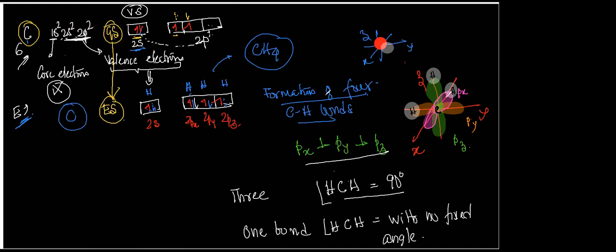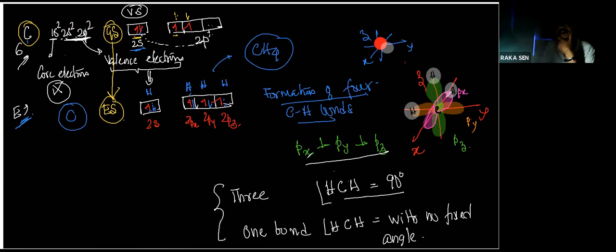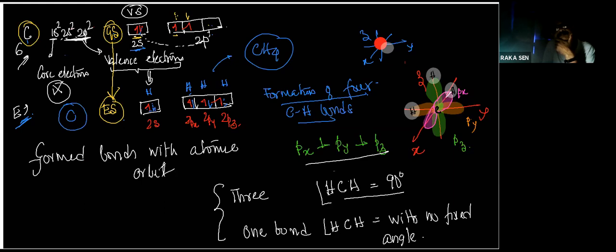Fine. So I have got this according to my atomic orbital. This is my atomic orbital. These are also my atomic orbitals. So what I have done is this: I have formed bonds with atomic orbitals, which give me three bonds of 90 degree and one bond with no fixed angle.